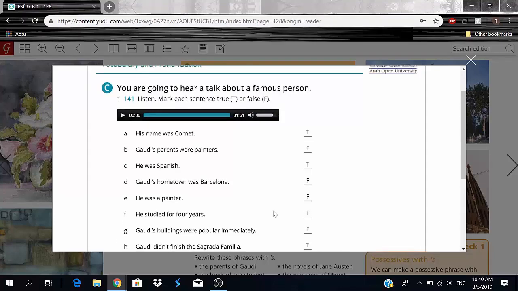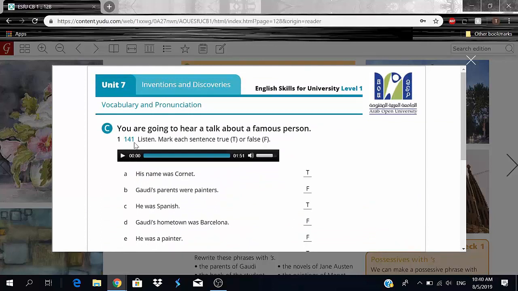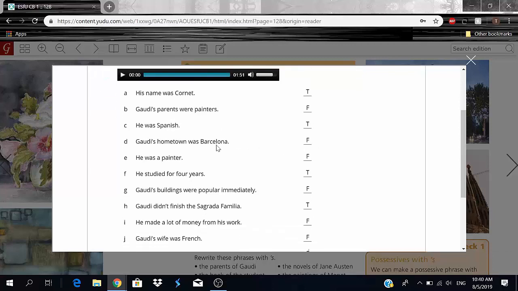Okay, so now I have kind of an interesting exercise for you guys. I'm going to play the audio again, and this time I want you guys to add some information regarding if it's true or false. So for example, let's say right here, Gaudi's hometown was Barcelona. If it's false, then why is it false? What's the correct sentence or answer? That's what I'm trying to say, okay? So you could say Gaudi's hometown was Rus and not Barcelona, okay? Something like that. Okay, let me play it one more time.